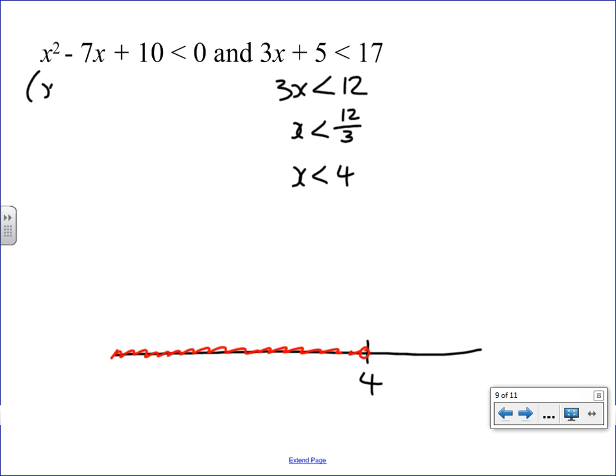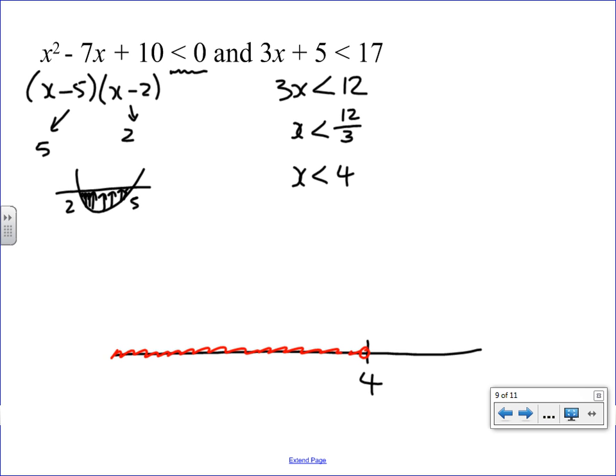This one, 5 and 2. So the roots are 5 and 2, and I want to be negative. I want the y coordinates to be negative. Equals naught to find the roots. So I want to be between 2 and 5, but not actually be 2 or 5. Okay.